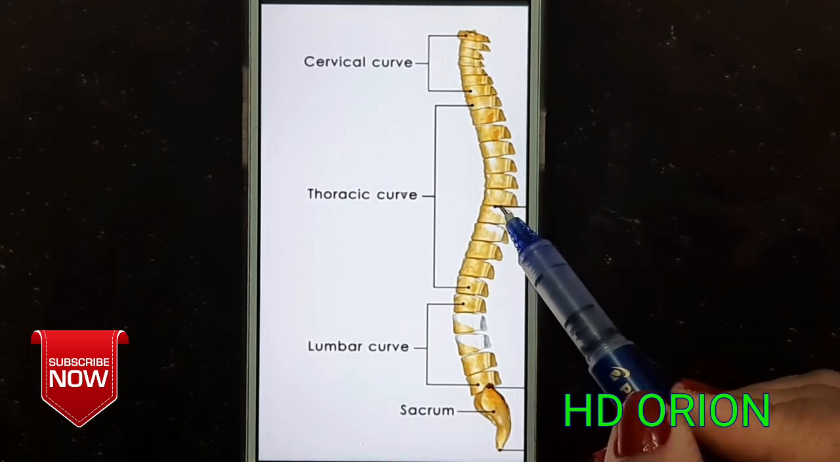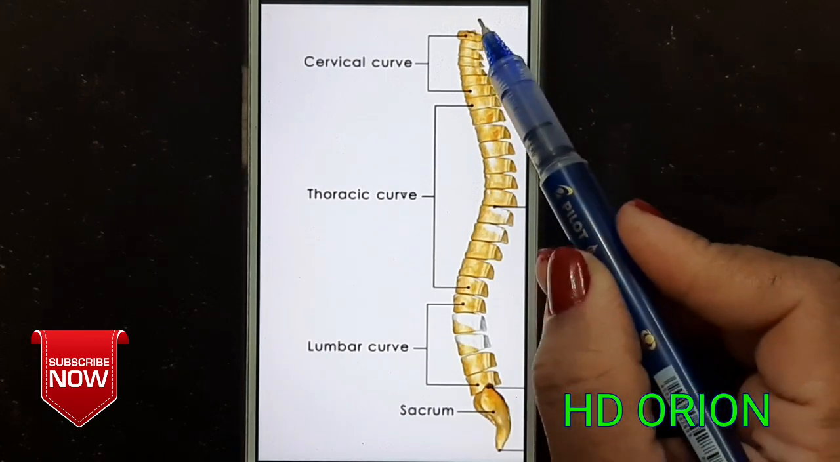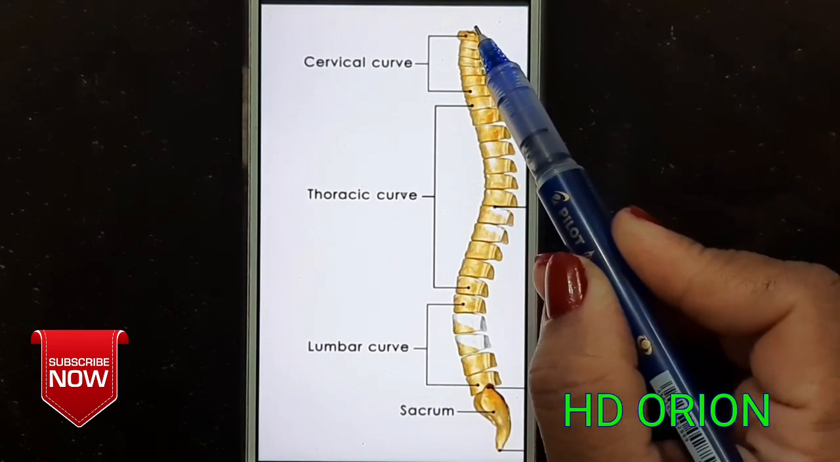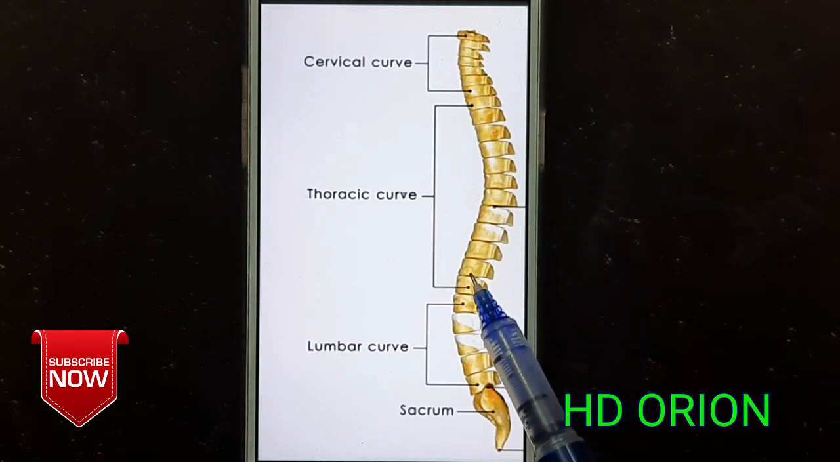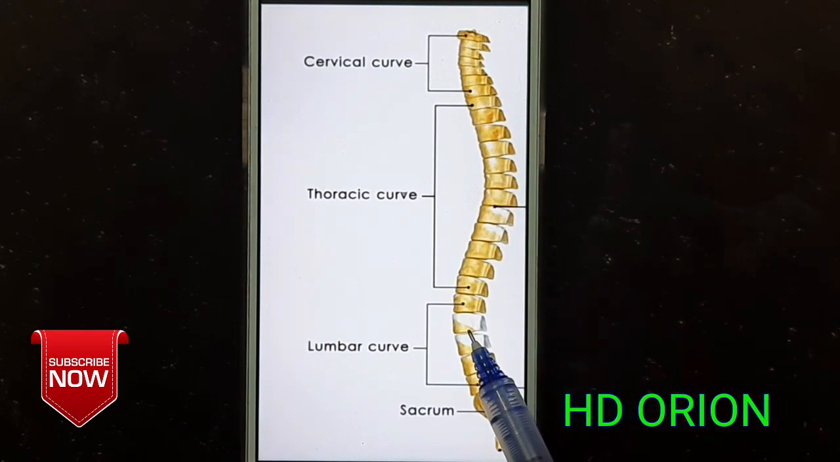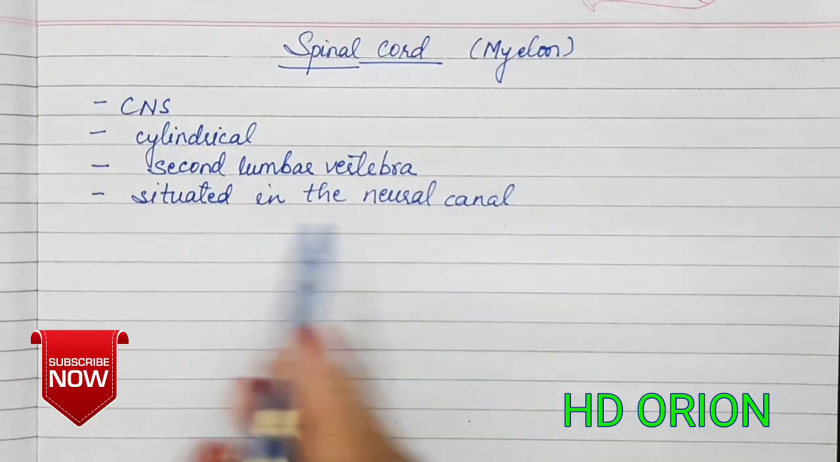The spinal cord is almost the diameter of the little finger, and it extends till the second lumbar vertebra. This is the second lumbar vertebra. So it extends from the skull, it comes out as medulla oblongata, then it is the spinal cord, it runs till here, and while it comes down it tapers. Tapers means it becomes narrow and pointed, and by the second lumbar vertebra it ends. So it is situated in the neural canal.